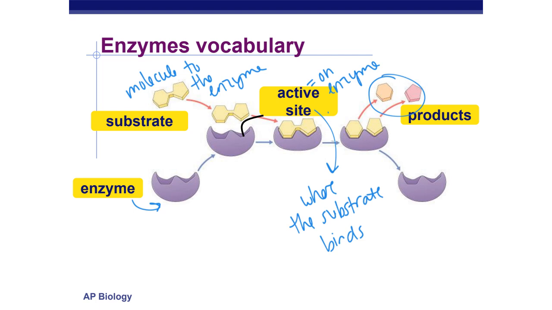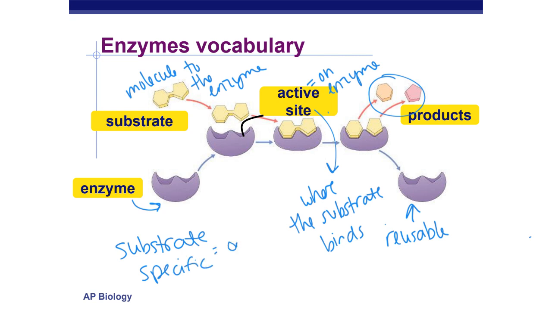You'll notice as this enzyme has gone through this reaction, this enzyme was not broken down, right? The enzyme itself is reusable. It is not broken down during the reaction. Now that that enzyme has catalyzed this particular substrate into those two separate products, that enzyme is going to go pick up another substrate and do the same reaction. Enzymes are substrate specific, meaning that they only bind with one substrate.